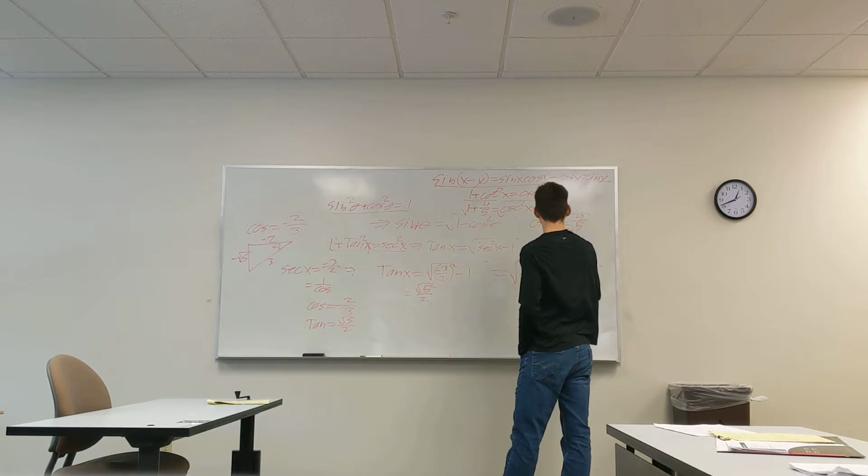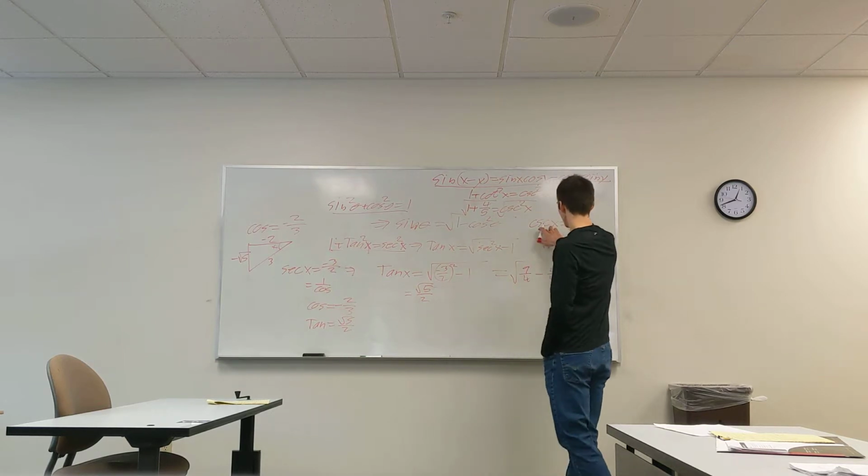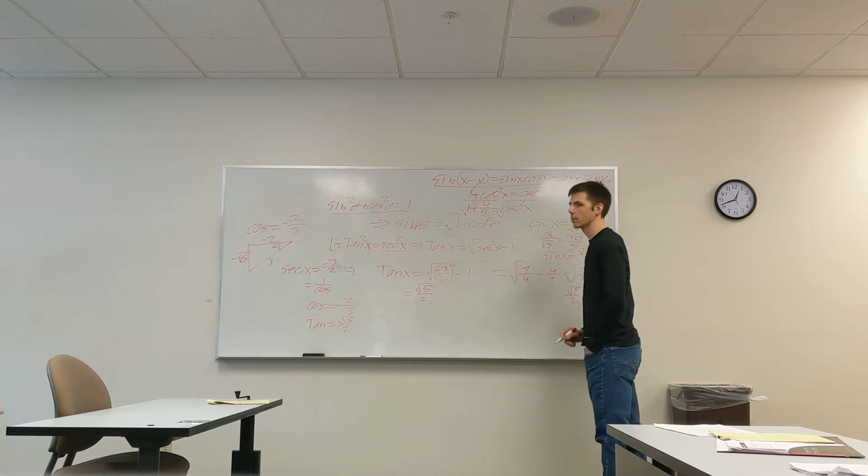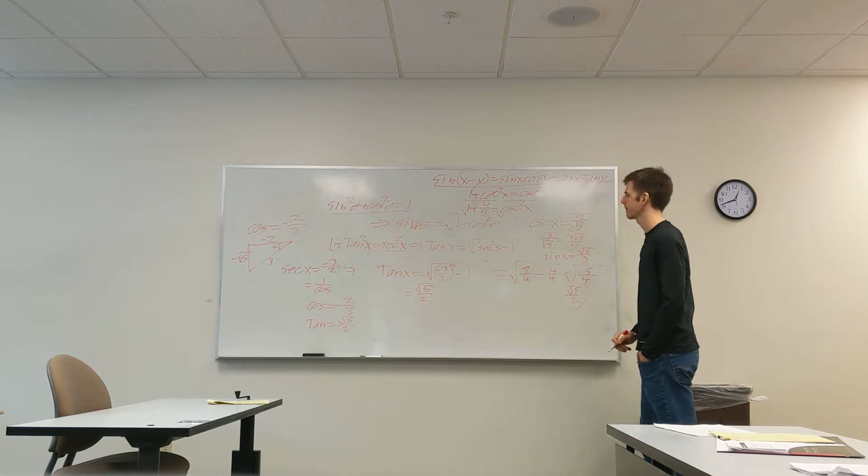9 over 5. So 3 over root 5, which would be 3 radical 5 over 5. And then that would be cosecant, and so the sine is actually inverse of that, sorry. Root 5 over 3, right?